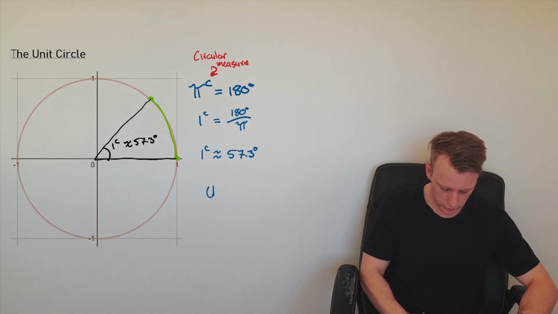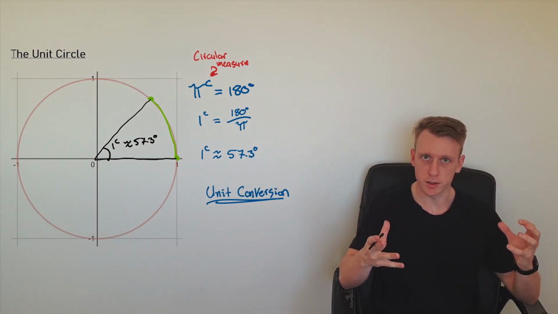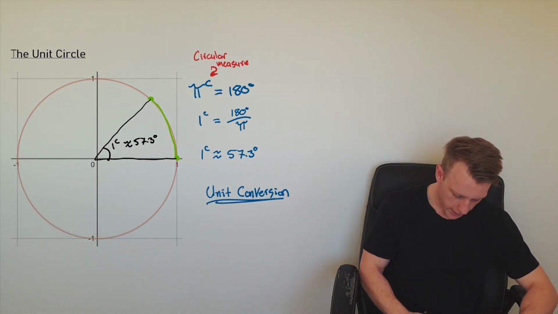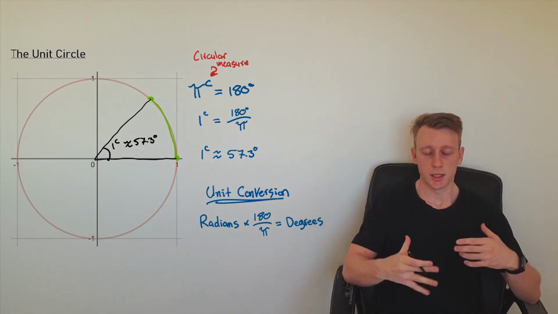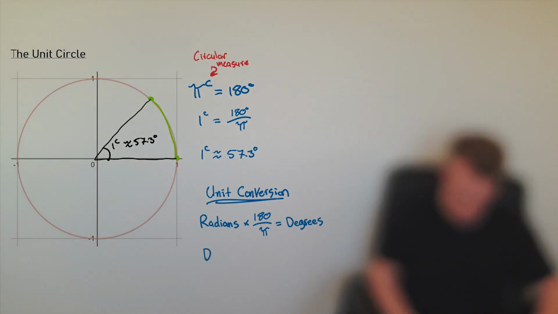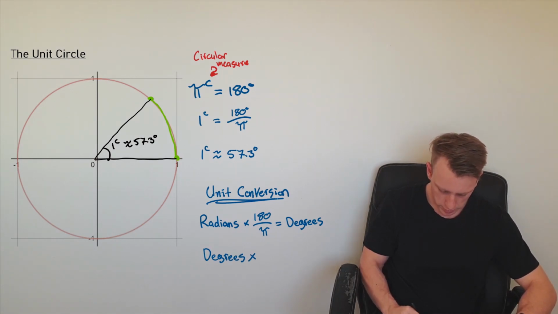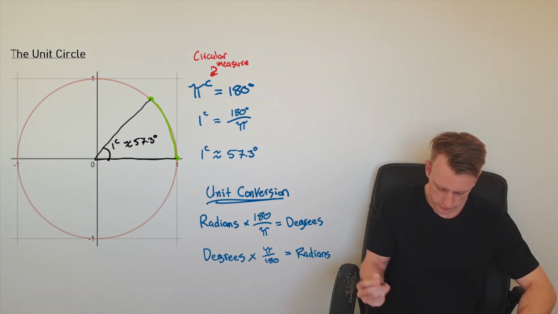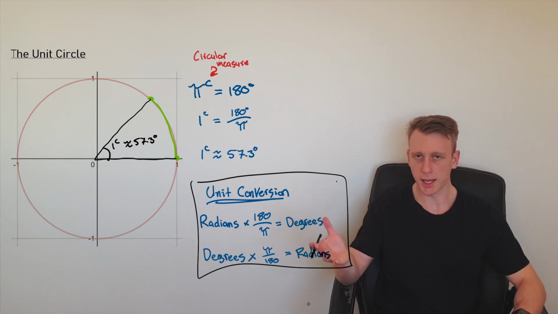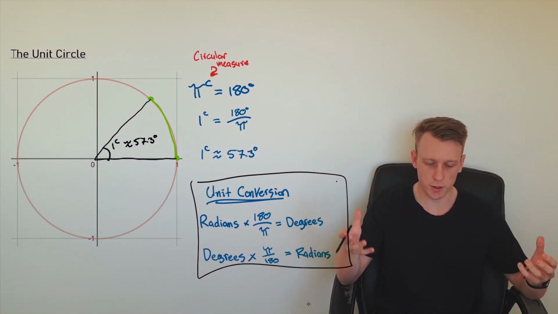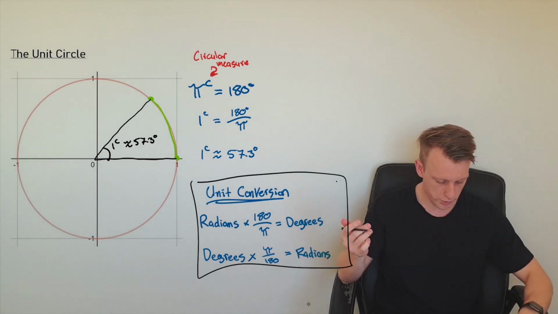Now this leads us to some unit conversion. If you've got a certain number of radians and you want to work out how many degrees it is, you take the radians and multiply by 180 divided by pi. You get degrees. A simple rearrangement of this equation would show you that if you had degrees and you multiplied by pi on 180, you would get radians. This is unit converting between radians and degrees, because they are just 2 ways of expressing the same thing. You're just expressing an angle.